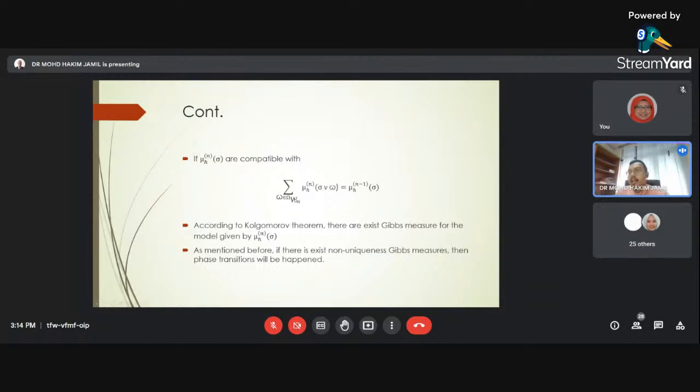When we construct the Gibbs measure according to the model that we choose, then we need to prove this equation. If this is compatible with this equation, then we can say that there exists a Gibbs measure for the model. Then as I mentioned before, during the phase transition slide, if there exists non-uniqueness of this measure, then phase transitions will happen.